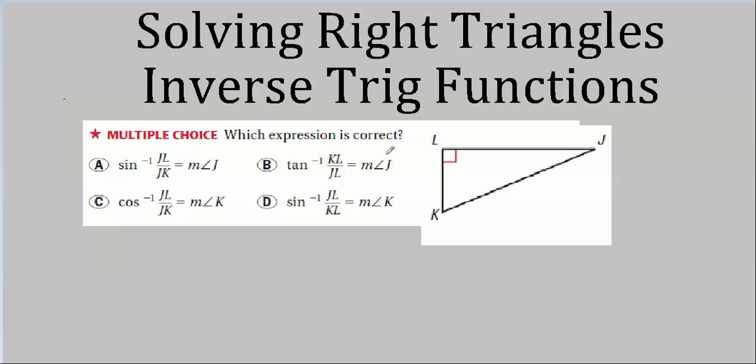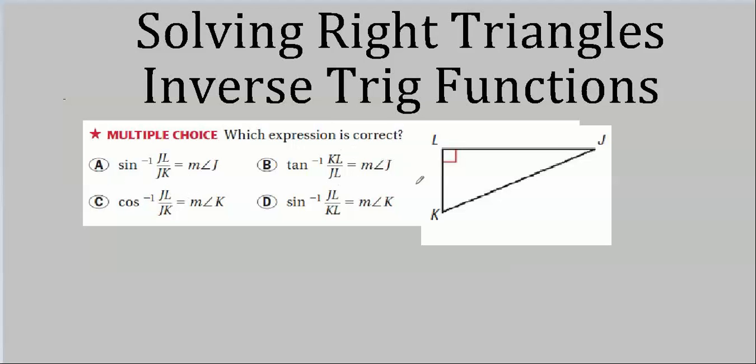Here we have the tangent of angle J. Well, this is the arc tangent, but what would the tangent of angle J be? That would be opposite over adjacent. That's LK over JL. That's the tangent. So if we took the inverse tangent of that, it would give us back angle J. And it looks like we have the correct expression here. We can double check and take a look at what these are just in case.